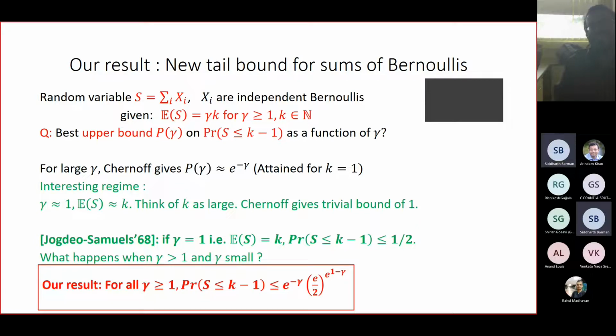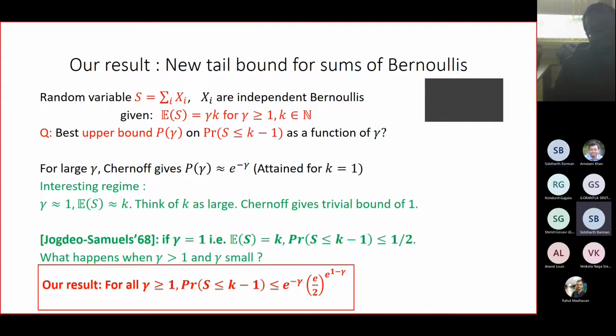Yeah, and is the proof here again exponential Markov, or is it something different? Okay, actually that is a bit surprising. So the proof goes like this. We use this Jogdeo-Samuels result as a black box. Jogdeo-Samuels prove that if gamma is equal to 1, so if you're looking at exactly k versus k minus 1, then your answer is exactly a half. We use that as a black box. Then we use a kind of monotonicity. As gamma increases, we show that our life only gets better in some sense.